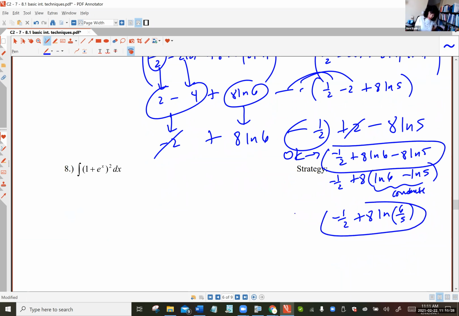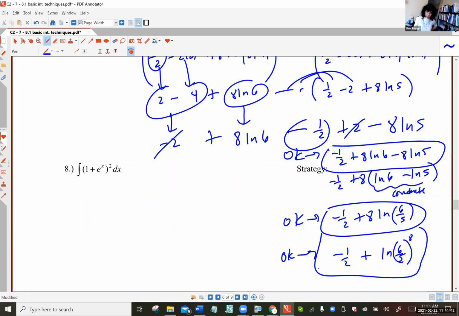This is okay. And if you want to even impress me some more, you can take that 8 and make it a power for the 6/5 quotient. So this is also okay. So we have 3 different answers. They're all equivalent and they're all okay. Awesome sauce.